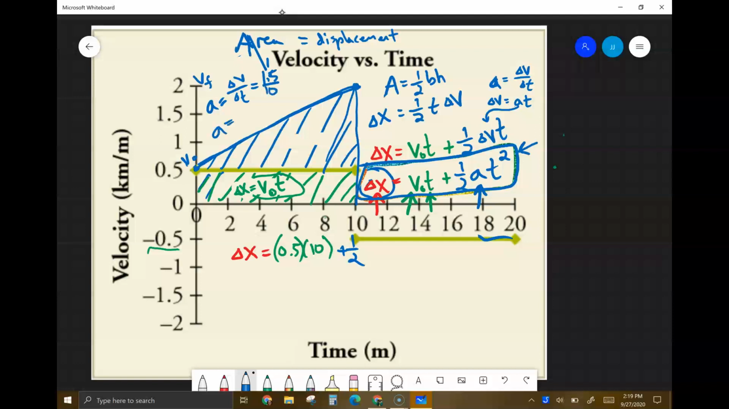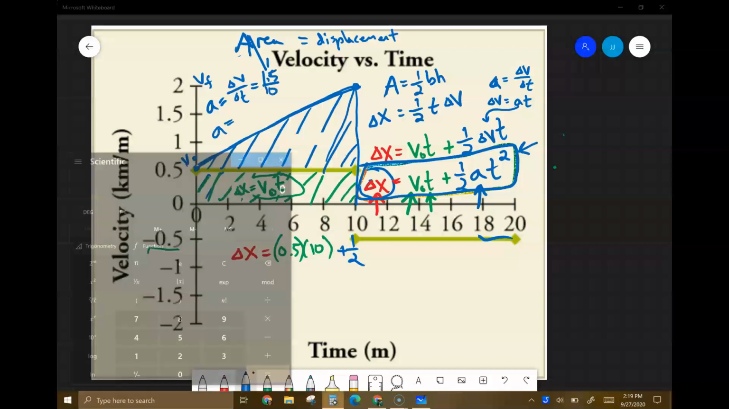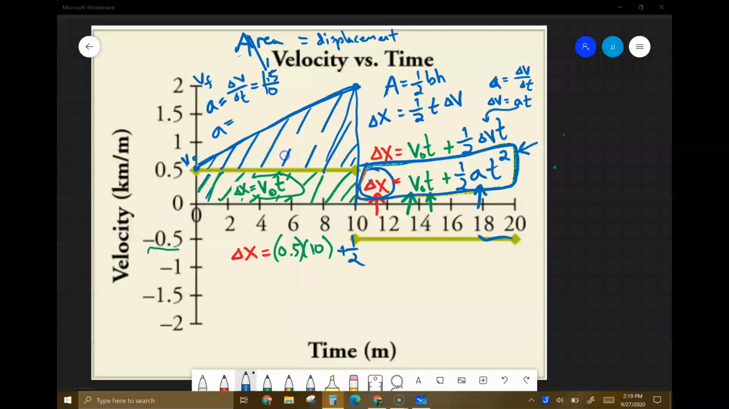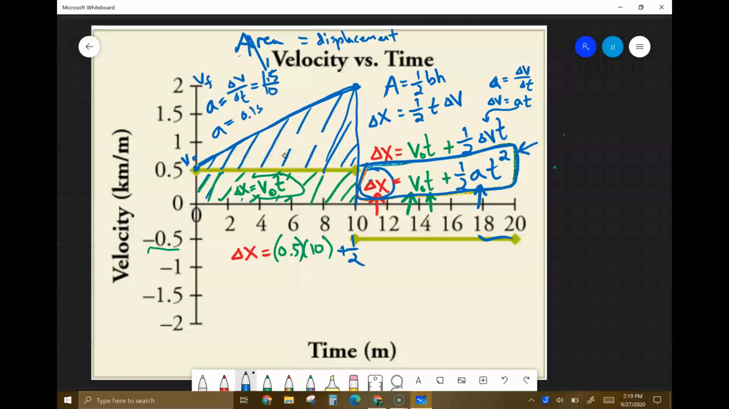Gives me an acceleration of, go gadget calculator, 1.5 divided by 10, 0.15 kilometers per minute, per minute, because it's a velocity unit divided by a time unit. Okay, so that's my acceleration, 1/2 the acceleration, 0.15 kilometers per minute. Let's skip the units right now, just for clarity's sake. And I said 10 minutes, right? 10 minutes. Squared.